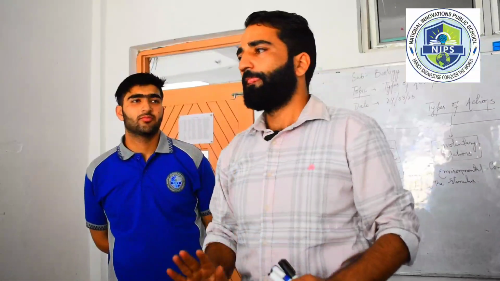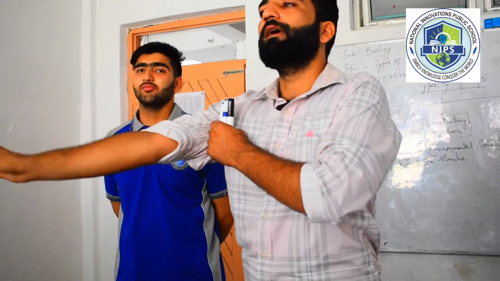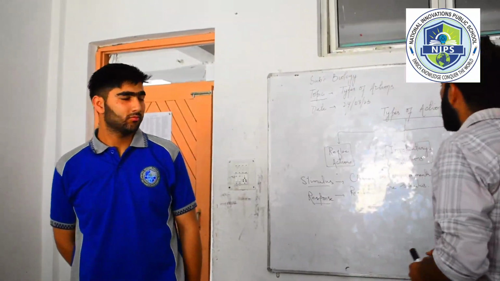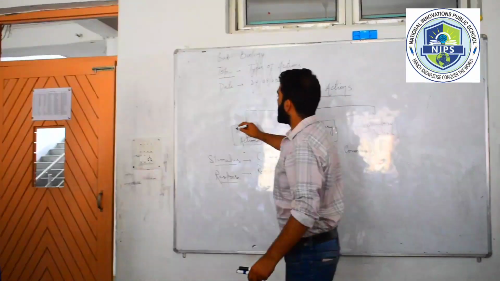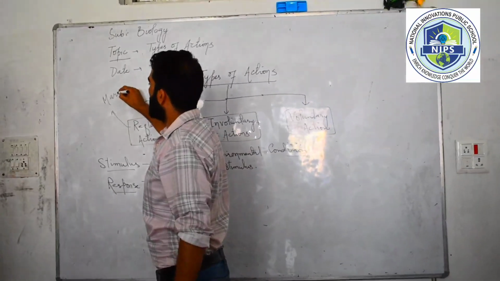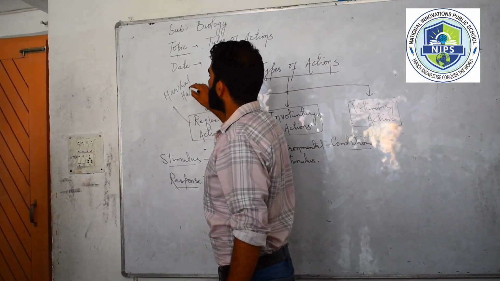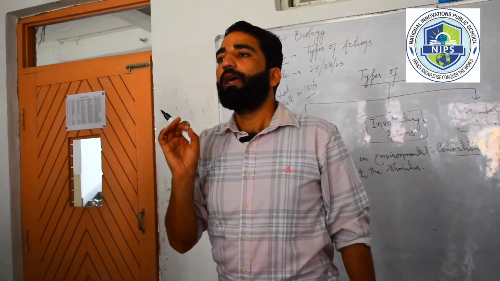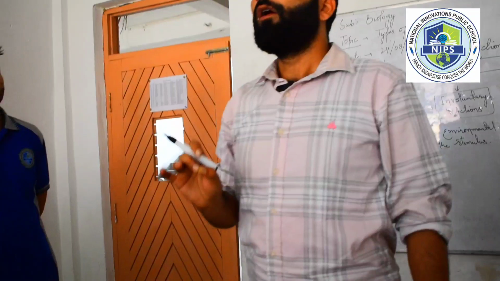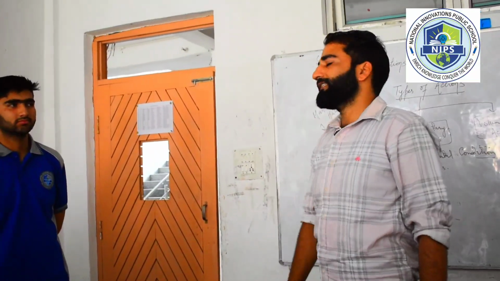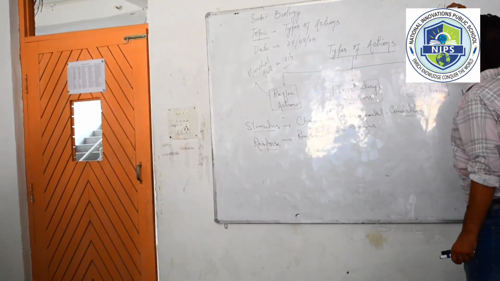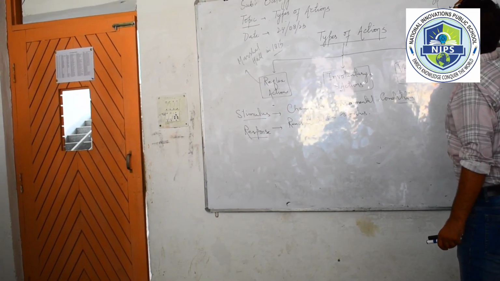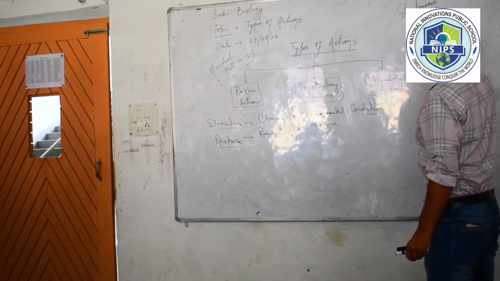This is common. This is generally how our nervous system works. But what is reflex action? Now see here, reflex action was discovered by Marshall Hall in 1813. It is a spontaneous, automatic, and mechanical response to the stimulus.